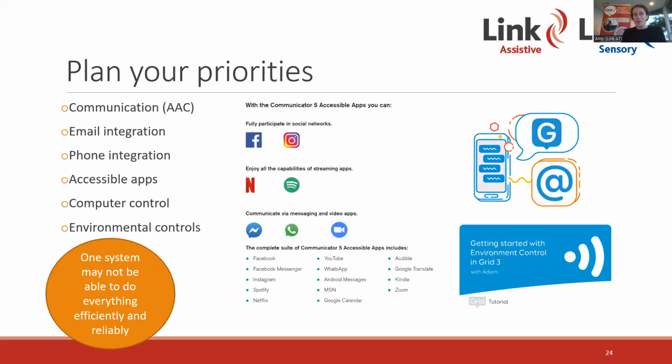So that's some of what it can do. I think we really need to plan our priorities. One system might not be able to do everything. Maybe that particular system isn't an efficient and reliable way to do it. So we may need to plan our priorities. We might need to think about, well, what is the most important thing for our user to be able to do? What are we prepared to maybe give up or maybe do another way? And that's the decision making we need to think about as we trial and as we look at what option is going to be most suitable.